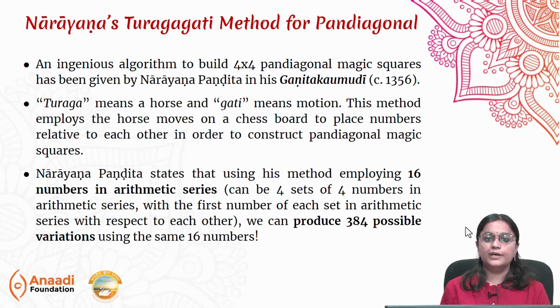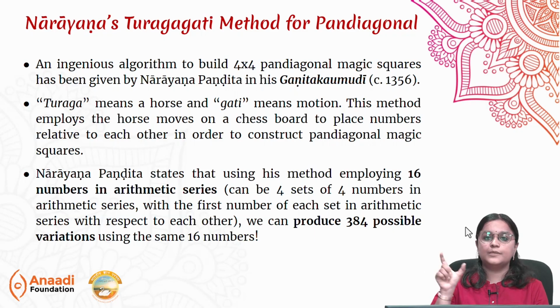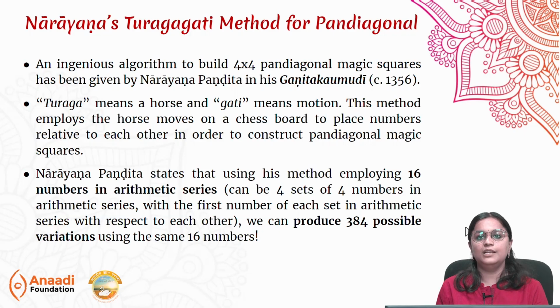This method employs the horse moves on a chessboard to place numbers relative to each other in order to construct pan diagonal magic squares. Narayana Pandita states that using this method employing 16 numbers in an arithmetic series, these can be 4 sets of 4 numbers in arithmetic series, with the first number of each set in arithmetic series with respect to the other, we can produce 384 possible variations using the same 16 numbers. Subsequently, we will see how.